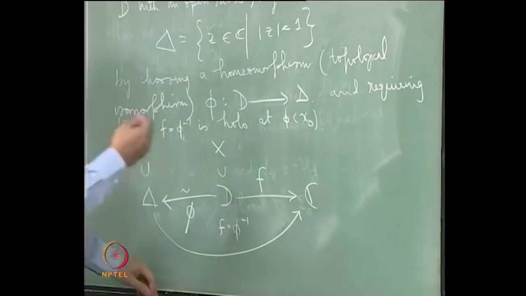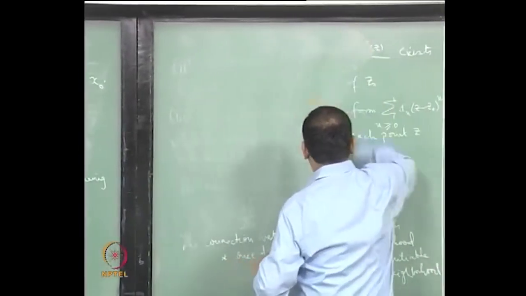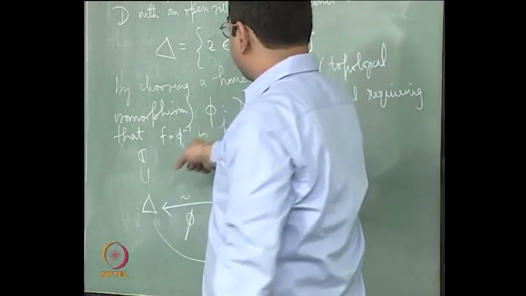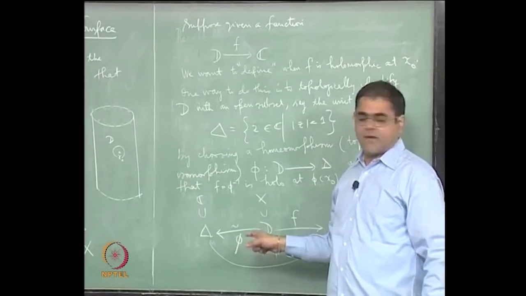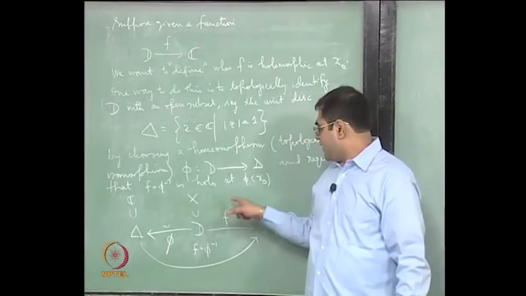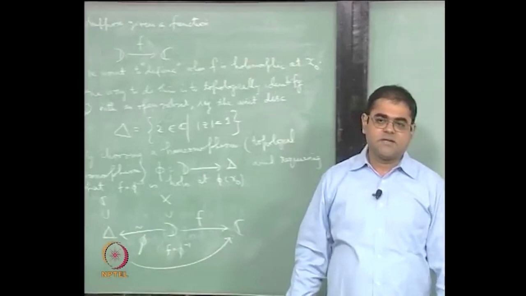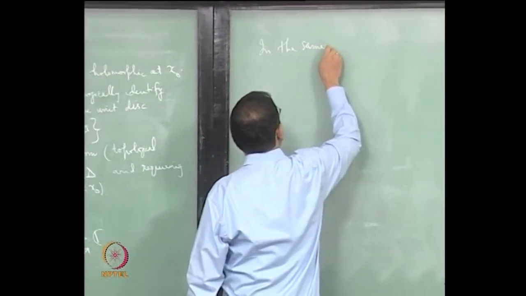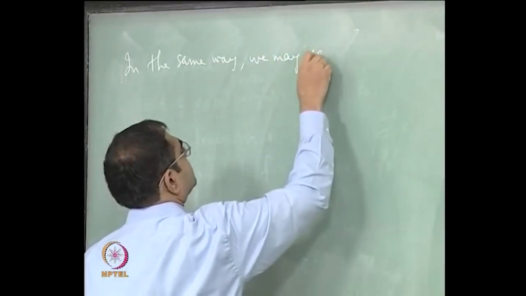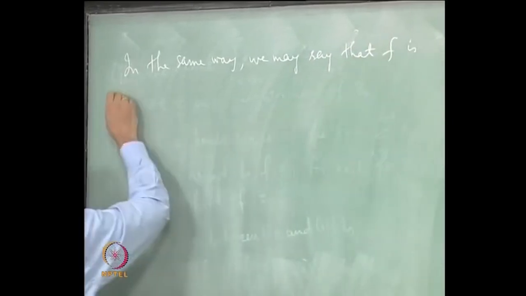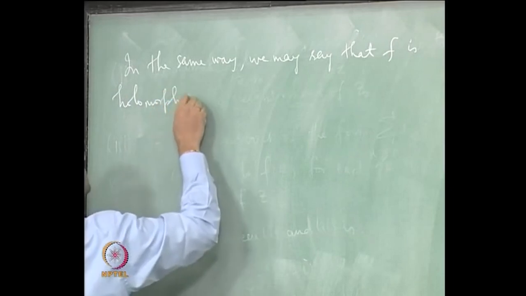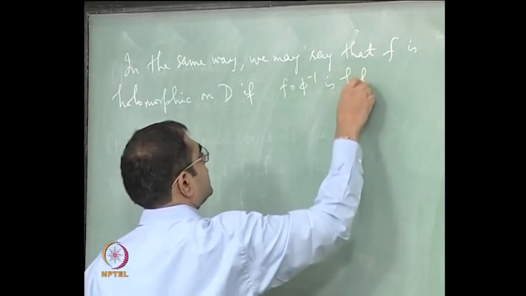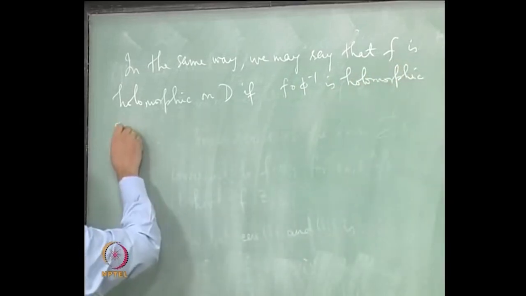In fact let me also say that I can extend this definition not only to the point x0 of D but I can extend it to all points of D. So I can say f is holomorphic on D if f circle phi inverse is holomorphic on delta, because that way I have covered every point of D. So you see, in the same way, we may say that f is holomorphic on D if f circle phi inverse is holomorphic on delta, okay.